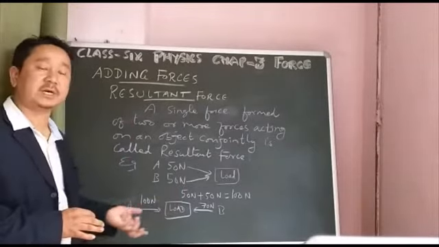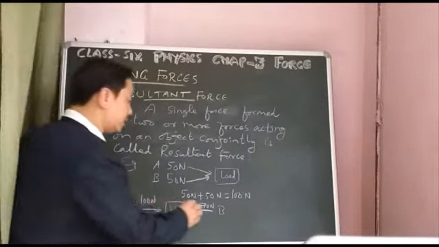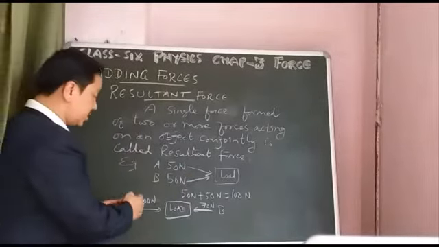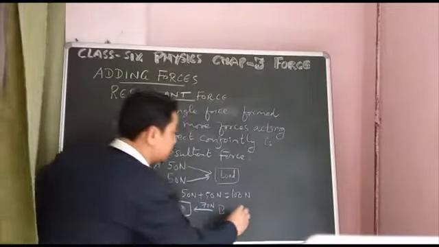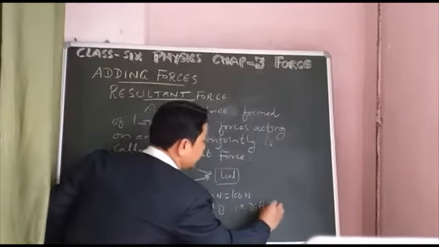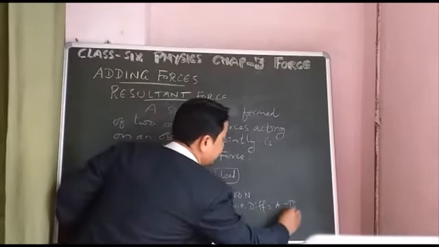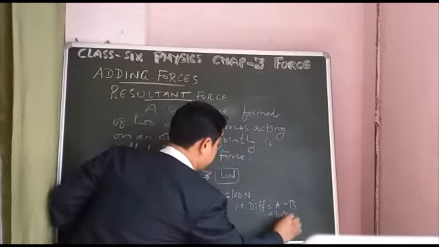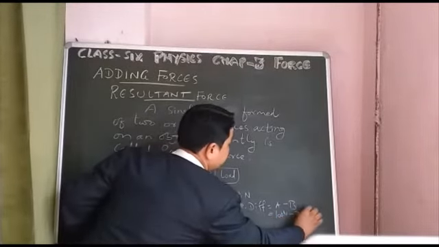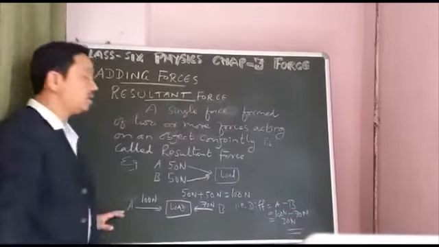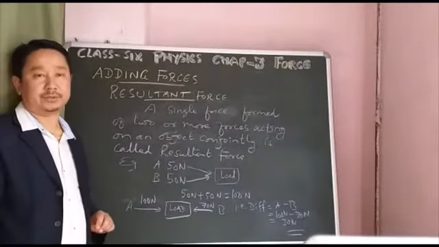So what will be the resultant force here? See, in this case, the resultant force will be the difference of these two forces, that is, A minus B. That is 100 Newton minus 70 Newton, which means 30 Newton. So this is your resultant force.